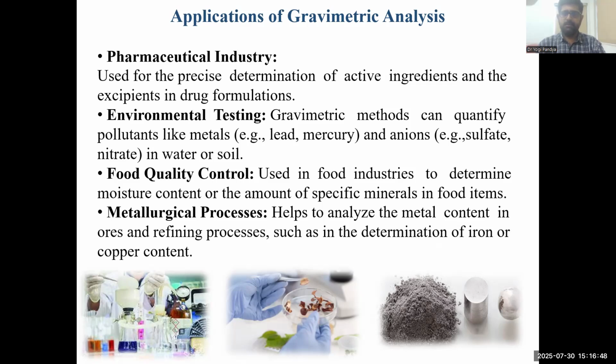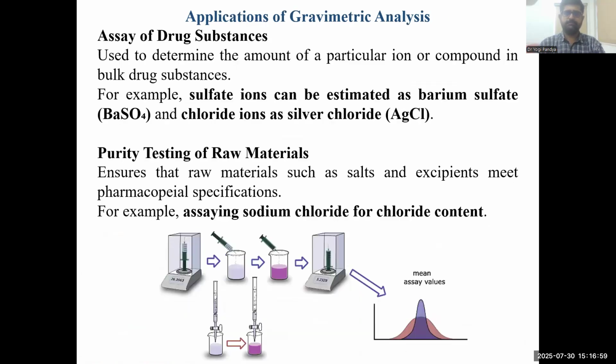Even in metallurgical processes, we are using it to analyze ores, refining processes, iron determination, copper determination. Also, we are using this gravimetric method of analysis. Then another example is assay of drug substances. For example, assay of sulfate ions, we are doing in the form of barium sulfate, and assay of chloride ions in the form of AgCl, right?